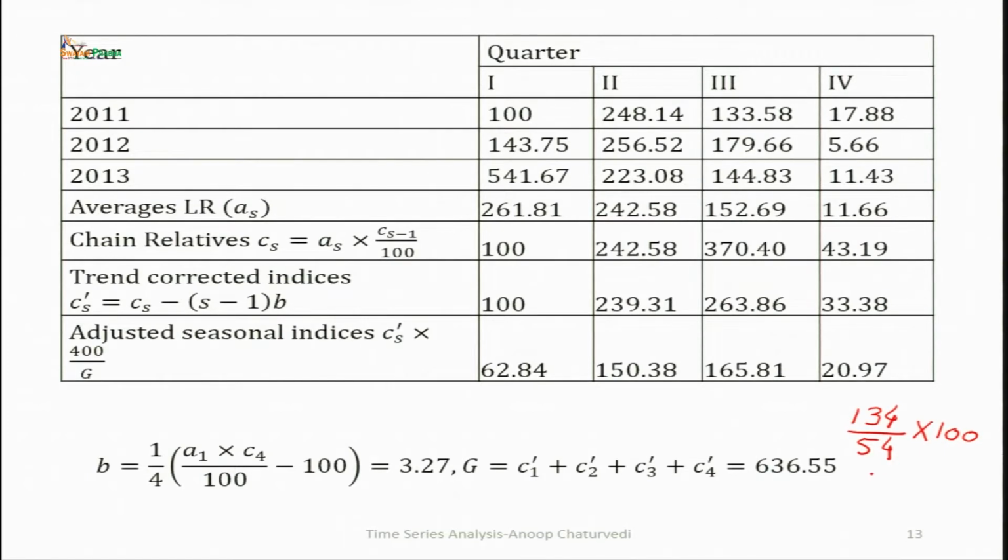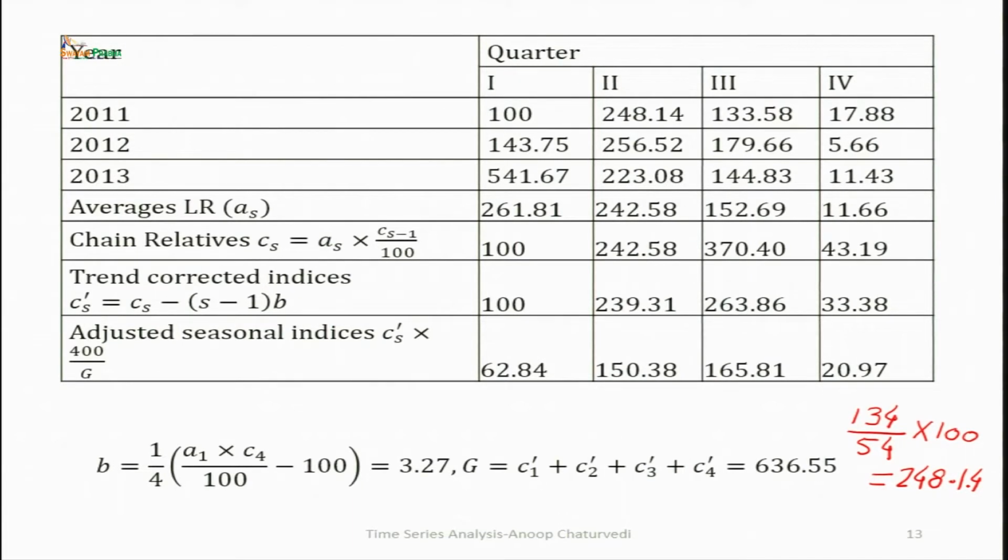So, this finally gives you 248.14. Similarly, you can obtain the other link relatives. So, this table actually shows the link relatives calculated using the formula for link relatives.